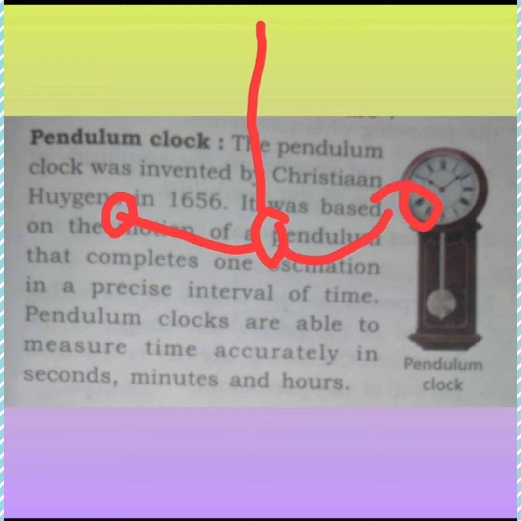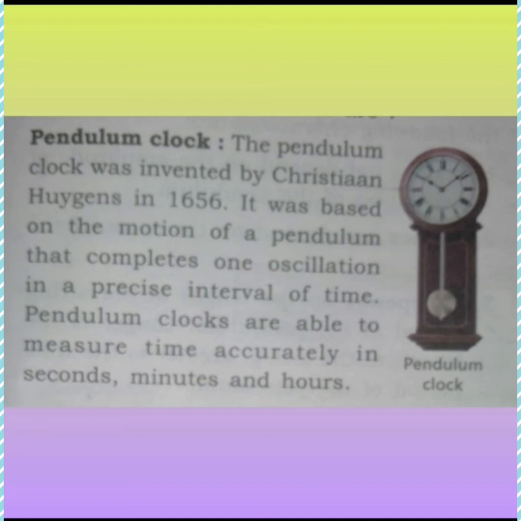So in a fixed interval of time, it completes its motion. It means if it takes 2 seconds to move towards left, then it will again take 2 seconds to move towards right. Pendulum clocks are able to measure time accurately in seconds, minutes and hours. Here, a point to be noted. Do you know who invented the pendulum? The pendulum was invented by Christian Huygens in 1656.